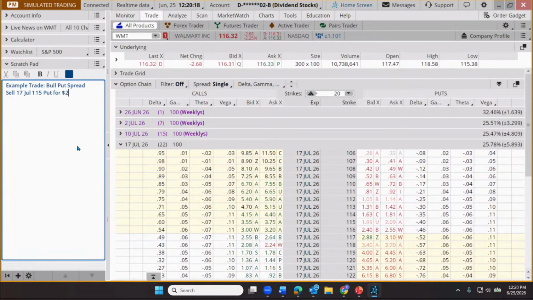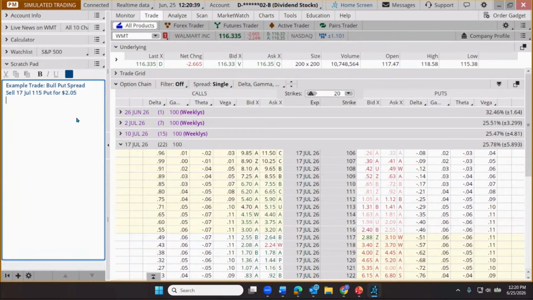For 2.05. And at the same time, no, it's not 205. What am I thinking? 115. I was thinking price. Well, it was 2.05. I'm getting ahead of myself. There we go. In any case, we're looking to sell that 115 put for 2.05.